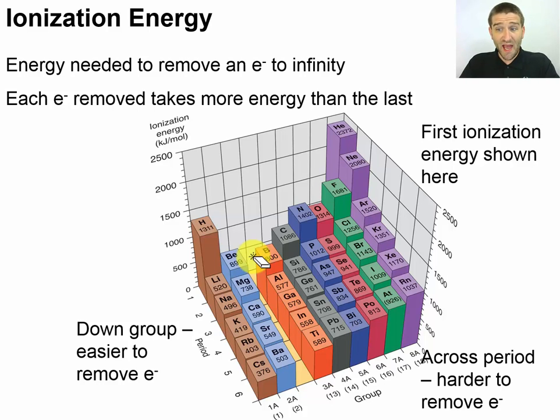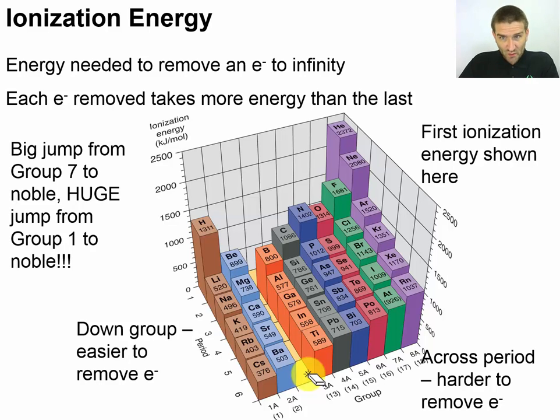Okay, also, as we come across the period, we see that it's harder to remove the electron. We mentioned that a moment ago with our trend. But there's one other thing I really want us to spot here. Look at the jump that goes from group 7 up to being a noble gas. It's hard to take an electron away from fluorine or chlorine or bromine. But it's even harder to take it away from the noble gas because you actually have to break that noble gas configuration. So it's going to be very difficult to take an electron away from one of these noble gases.